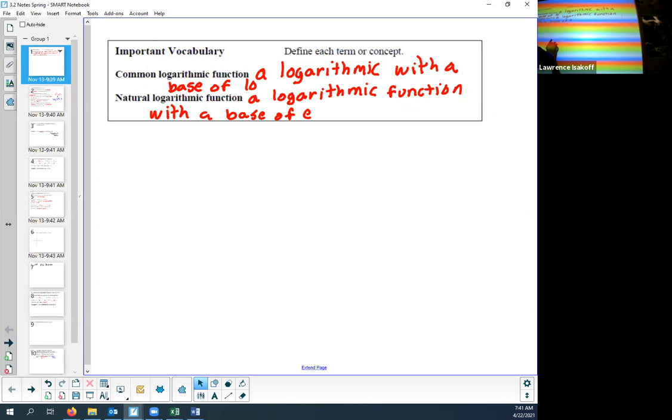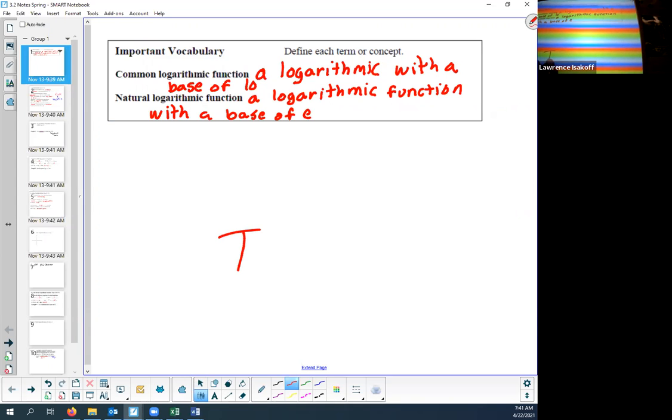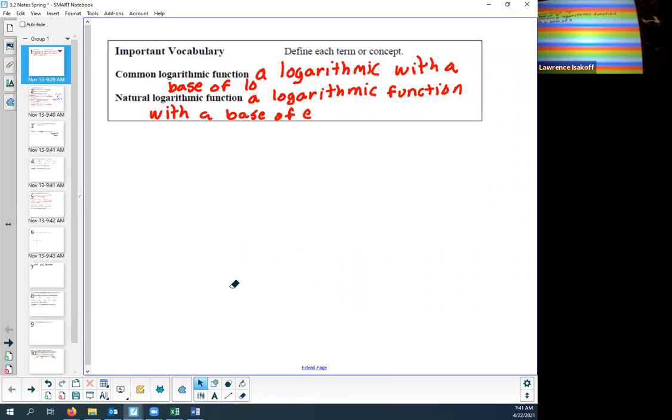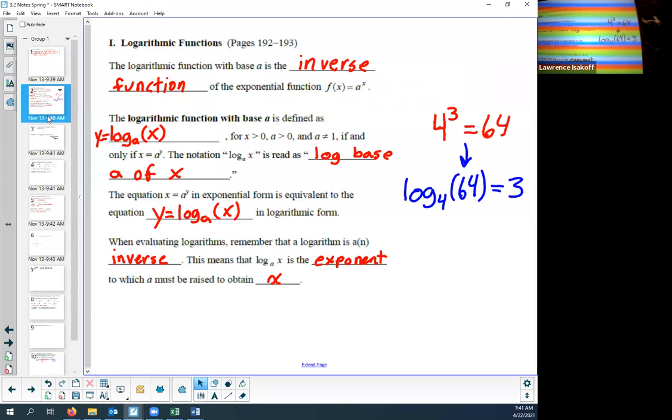It looks like, let's see. Okay, maybe it was just Desmos acting a little weird. A natural logarithm is a logarithm with a base of e. We will just call that the ln.